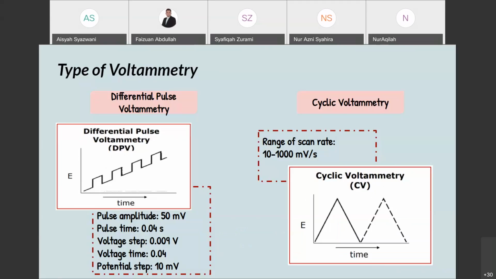And the last one is potential step, 10 millivolt. And for cyclic voltammetry, the range of scan rate is 10 to 1000 millivolt per second.